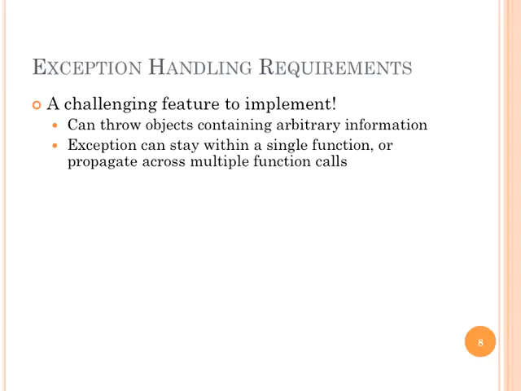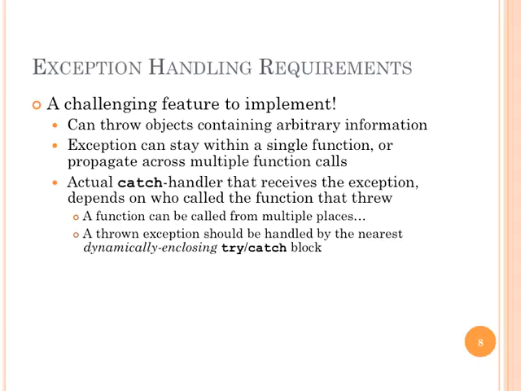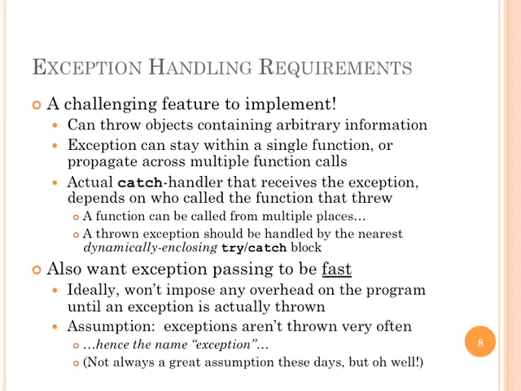So anyway, like I said, the exception can stay within the function. It can propagate across multiple function calls. And the catch handler to go to depends on how I got to the code that threw. So you can see that I have to know what try blocks I'm entering as I enter them so that I can then handle the exception properly. I can jump back to the appropriate try catch block.